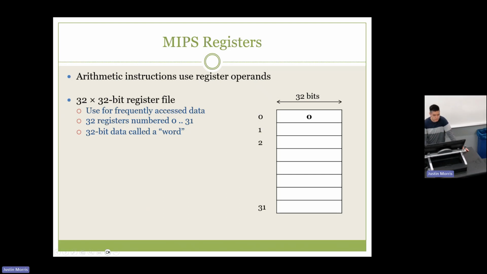So MIPS registers, it's a 32 by 32 register file. So every register is 32 bits wide, and there's 32 of them. So you can access it 0 through 31. And a 32-bit string of data, we're just going to call it a word. So 4 bytes of data is 1.